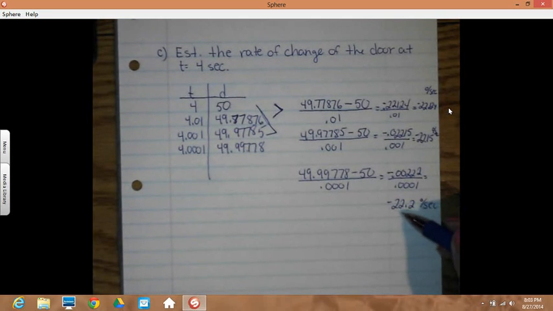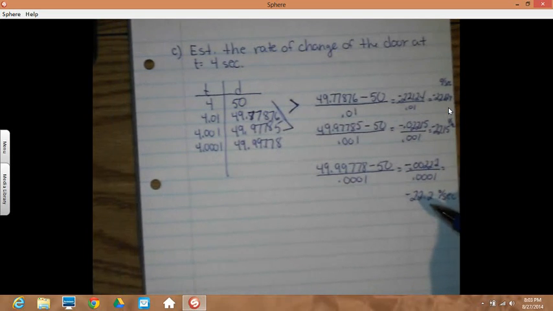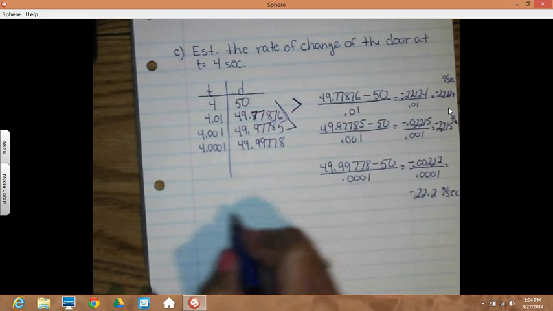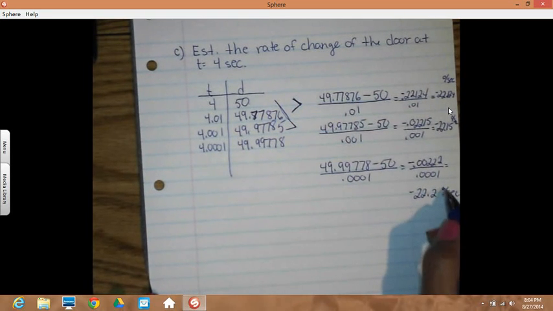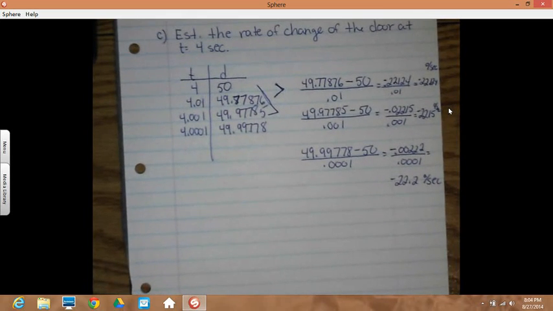Looking like negative 22.2 something maybe if we went one more, but again, we're close enough. All three of these were in the negative 22s. So our estimate for the rate of change is a negative 22.2 degrees per second. And again, what is this negative telling us? And hopefully you guessed that that means the door is closing, and you are correct.